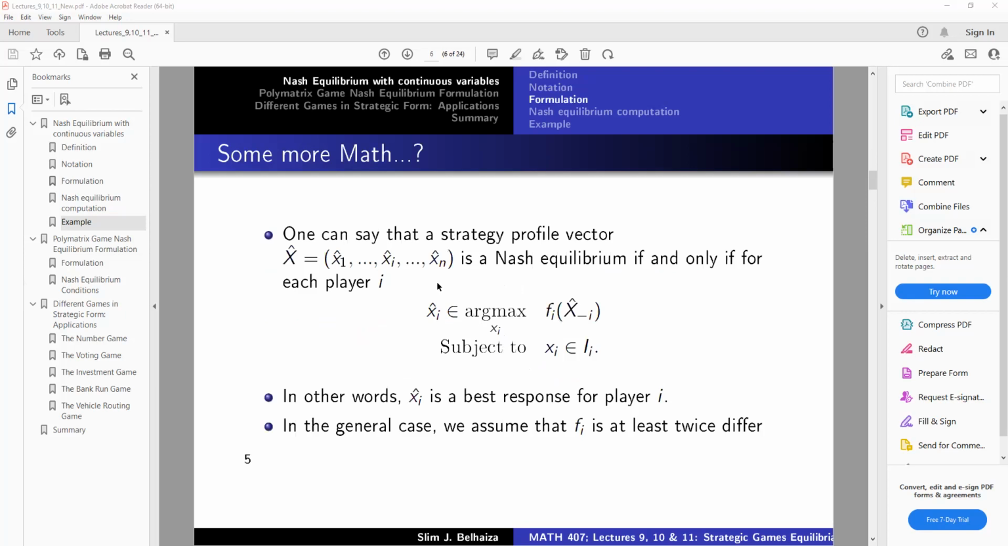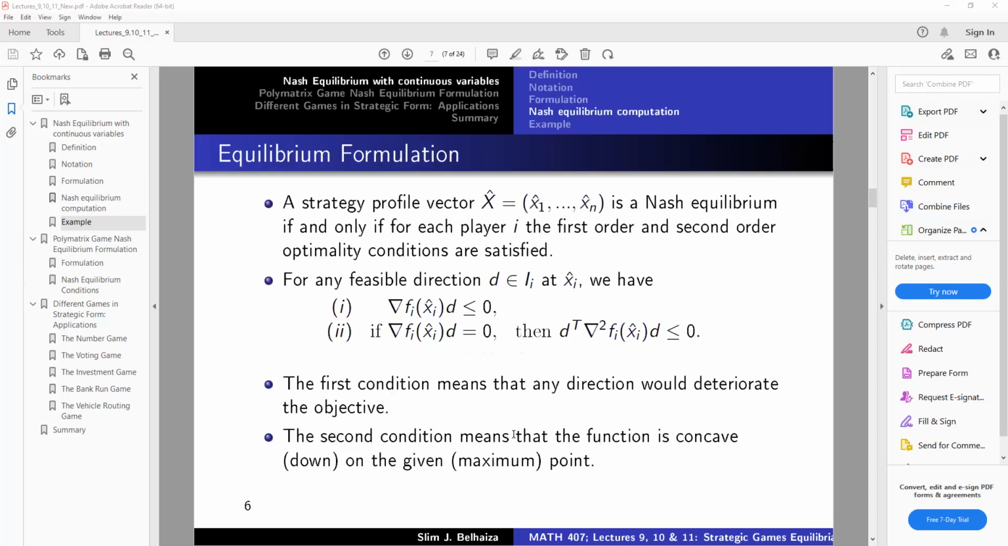So some more math. One can say that the strategy profile vector x hat is a Nash equilibrium if and only if for every player, x hat i is a maximizer for the fitness function on all the set of possible solutions for my player i. So in other words, x hat i is the best response for player i, given what all the other players decide. In the general case, we assume that f_i is at least twice differentiable. And we add also the fact that since we are looking for maximizers, we should talk about nonlinear optimization.